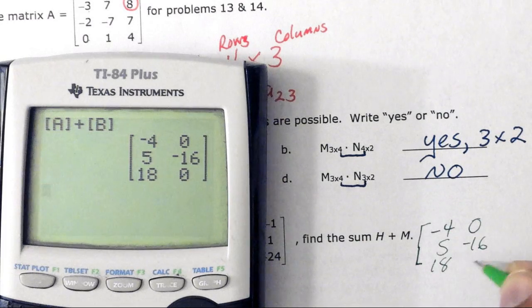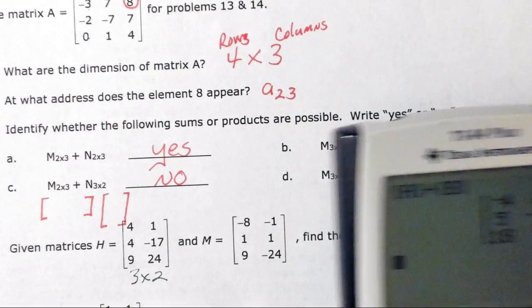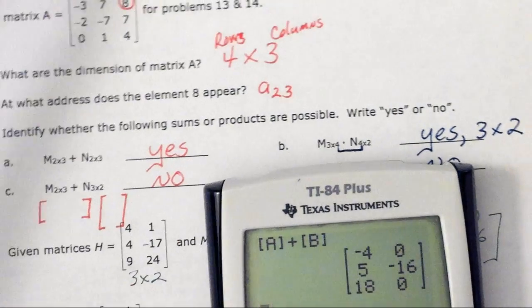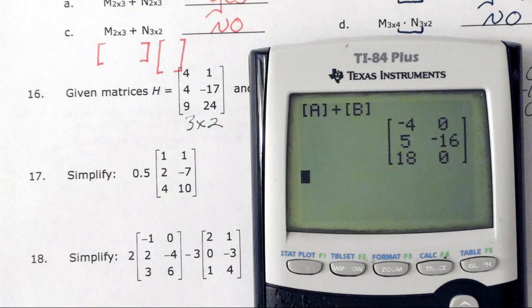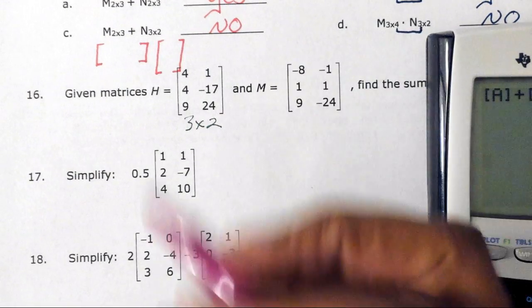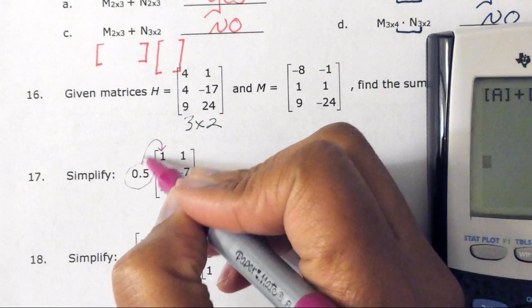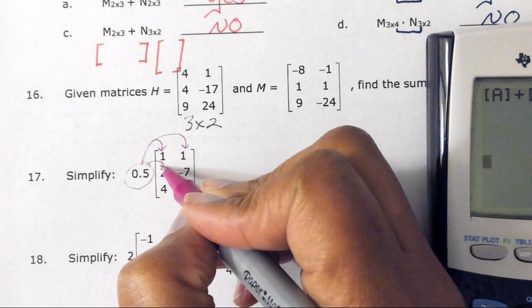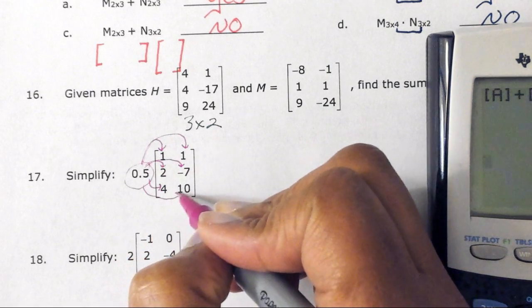The great thing about using the calculator is that if it turns out to be impossible, your calculator will tell you it's impossible. Let's look at our next question. Our next question is a scalar multiplication. In scalar multiplication, remember, if you want to do it without the calculator, you simply take the number on the outside and you multiply it to each and every entry inside. But let's practice using our calculator.